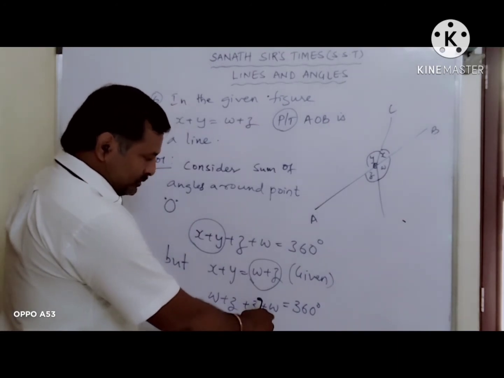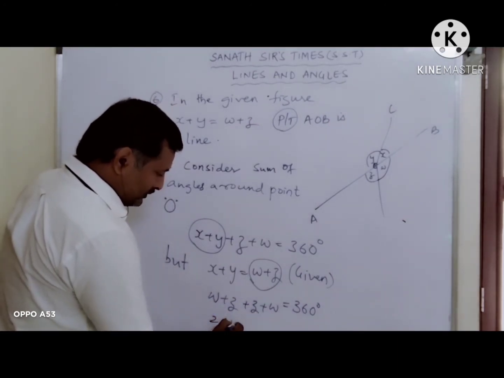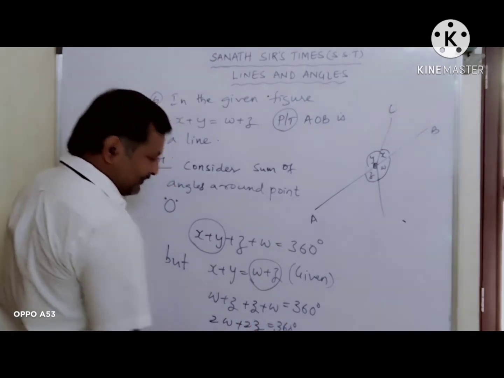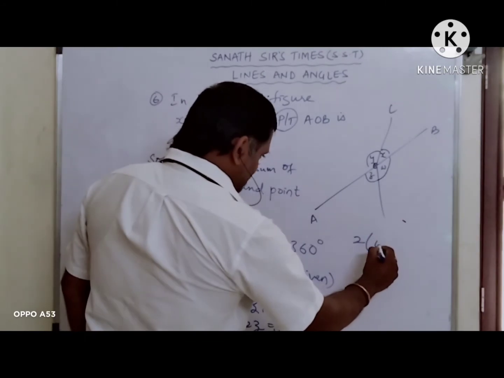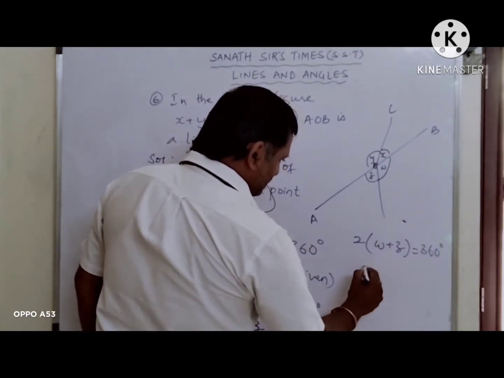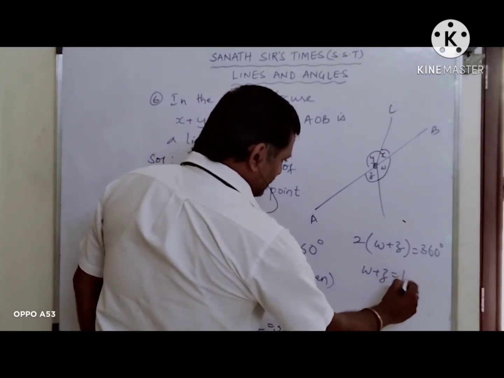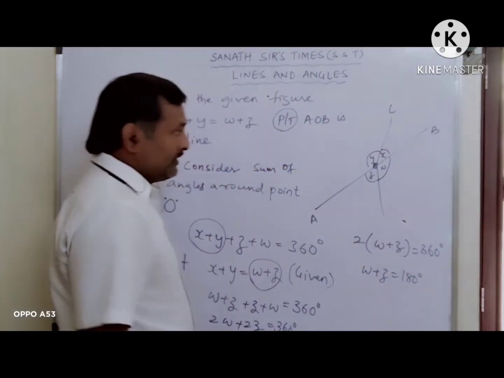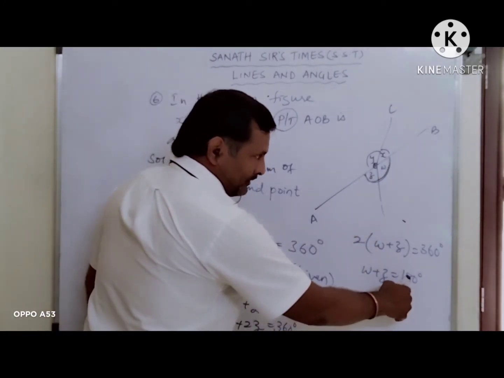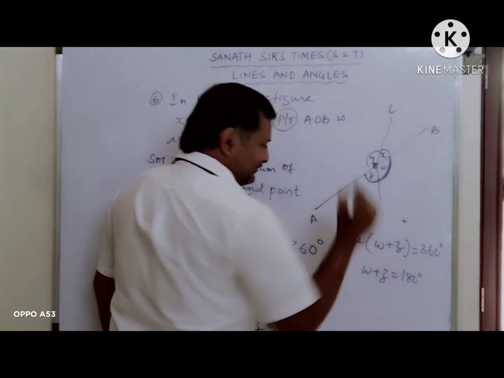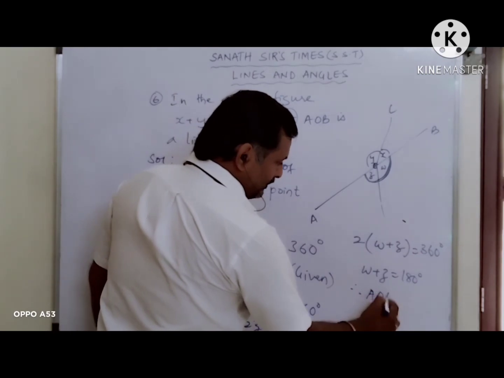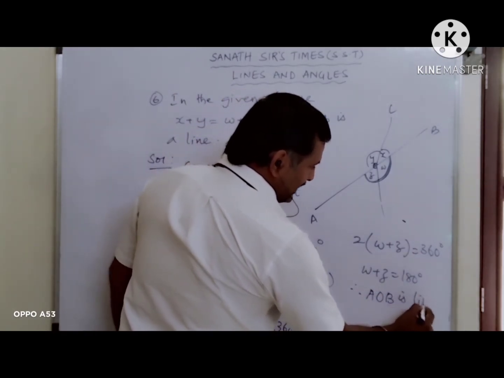W plus w is 2w, z plus z is 2z, equal to 360 degrees. So when you take 2 common, 2 times (w plus z) is equal to 360 degrees. W plus z is equal to 180 degrees. Now this is the angle: w plus z is 180 degrees. So if this is 180, therefore AOB is a line.